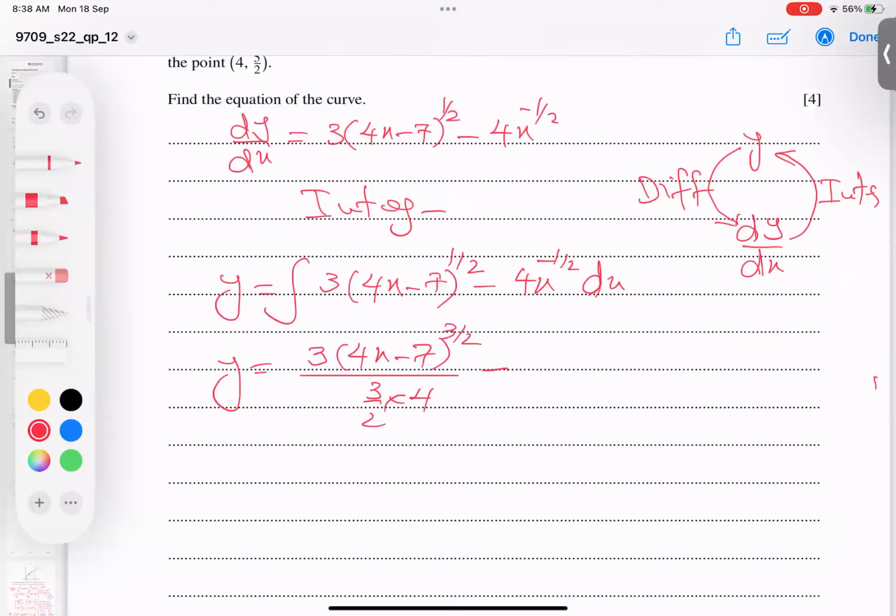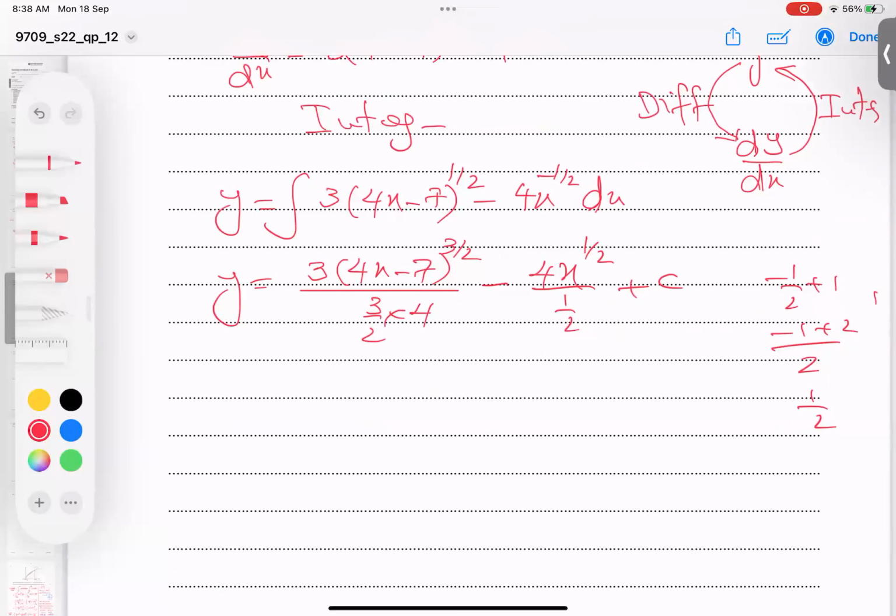So let's continue. So what is here? Increase the power by 1. Negative half plus 1, you type in the calculator, it gives you half. Half up, half down, plus C. And basically, this is cancelled. 2 1s are 2, 2 2s are 4, 3 3s cancel out. I get y equals (4x minus 7) to power 3 by 2, and divided by, we are getting here 2.